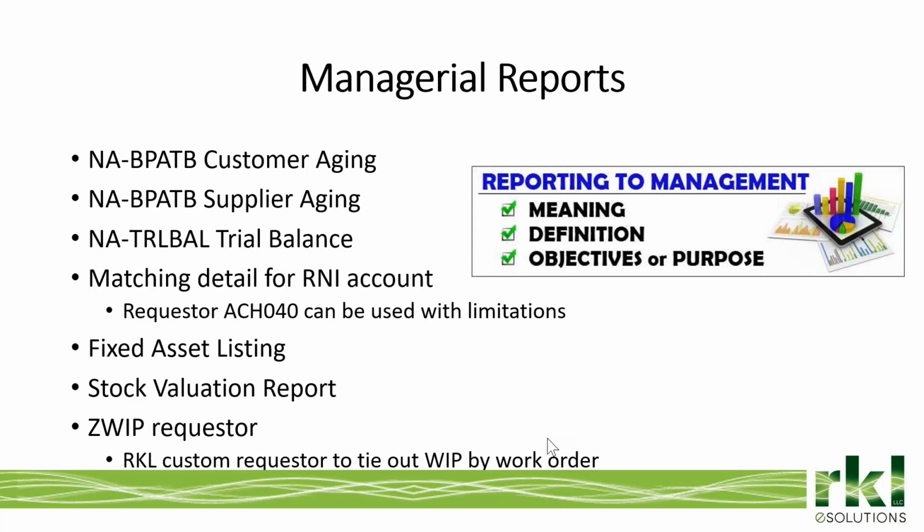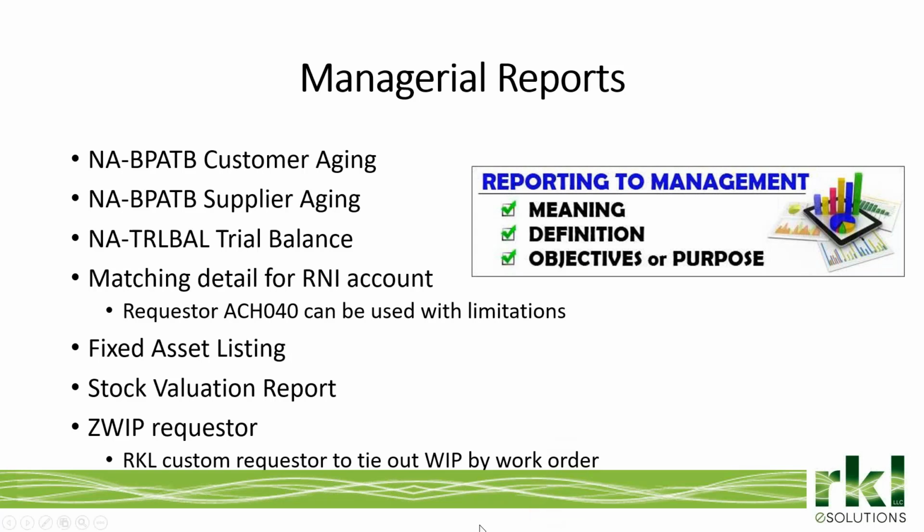All right, so next we have a WIP requester. This is an RKL custom one that improves upon those that people have had problems with before. It's called ZWIP. Same thing I mentioned before about the ACH040: it might be a requester that's already on your system. If not, or if you're not sure how to look, certainly reach out to us. It provides the work order detail of what's in the WIP account that ties to the WIP on your GL. It's a reconciliation report; it's not set up to be an inventory report. So just heads up on that.